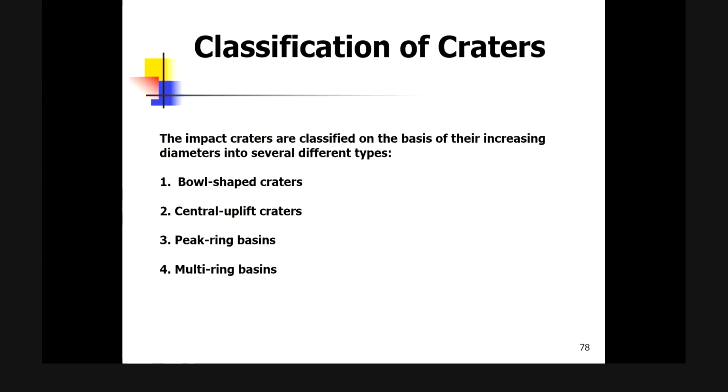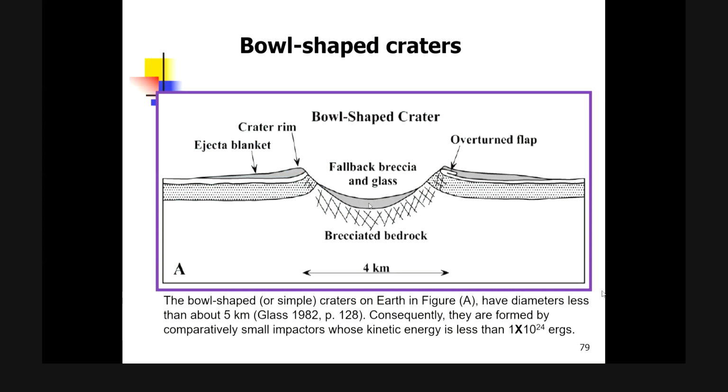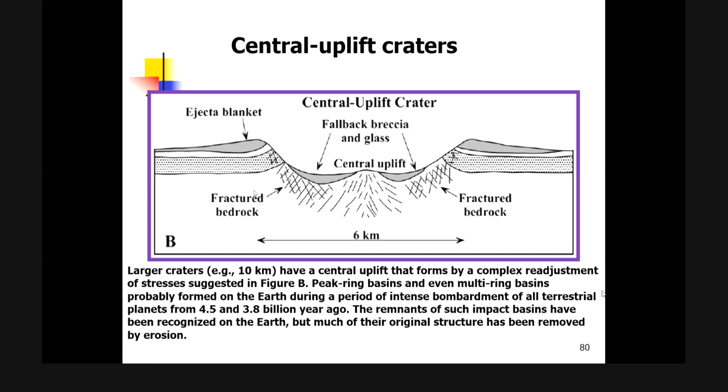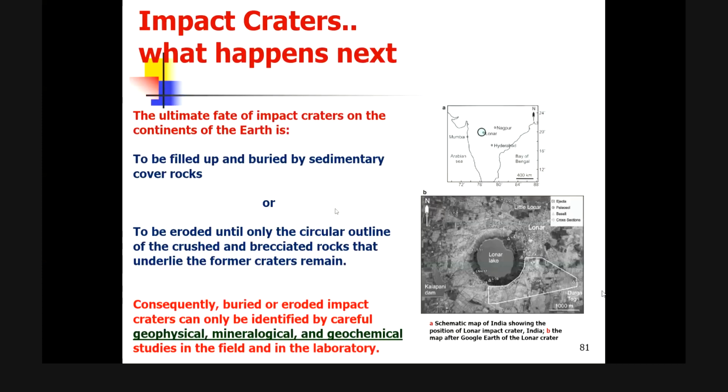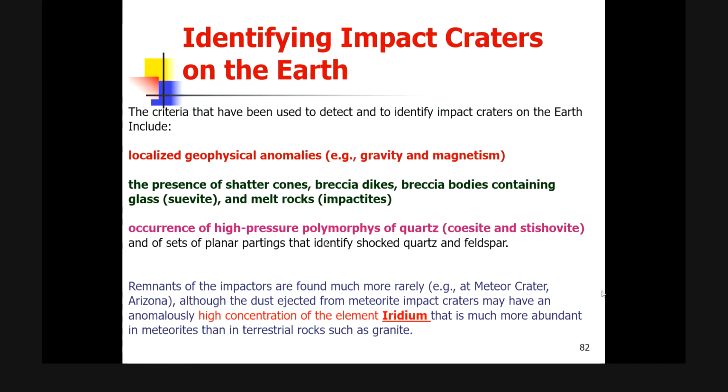We dealt with classification of craters into bowl-shaped craters, central uplift craters, peak ring basins, and multi-ring basins, and shown you what are the main differences between these. Bowl-shaped craters, central uplift craters, by virtue of their size, and some of the other observations that we have in the form of the central peak or uplifted central portion, right? And we dealt with some examples of craters on the Earth, Lunar Lake crater, right? And then very importantly, how we can identify impact craters, right?